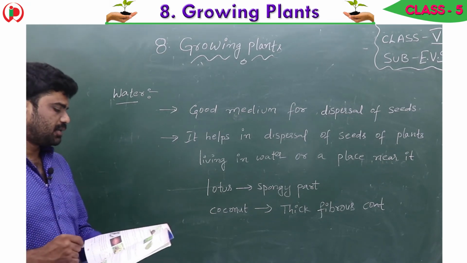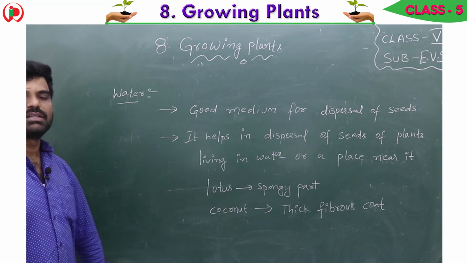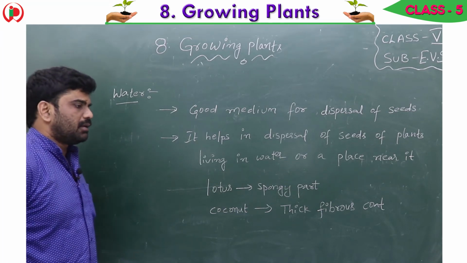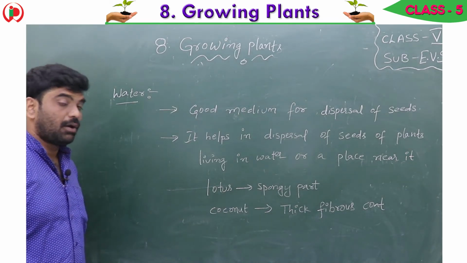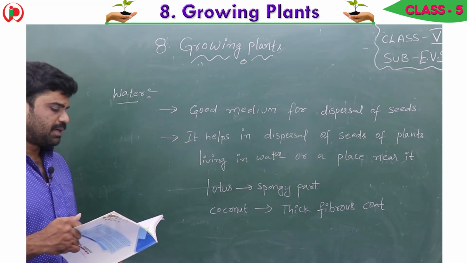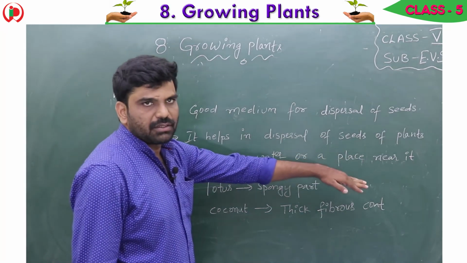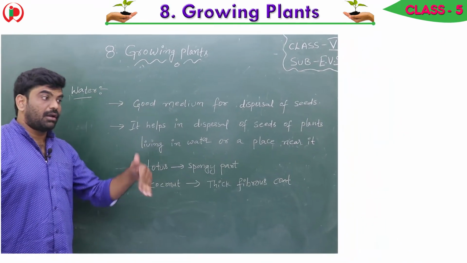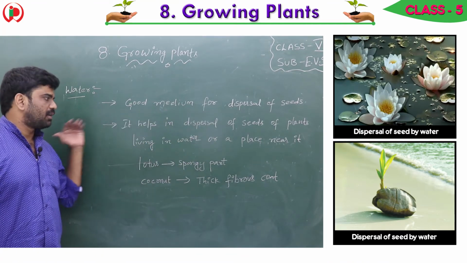Now it is water, children. Children, you know that water is a very good medium for dispersal of seeds. So here in water also the seeds get dispersed. Here how? Let us see. Here water helps in dispersal of seeds of plants living in water or a place near it, either inside the water or a place near it. So the seeds get dispersed in the water.